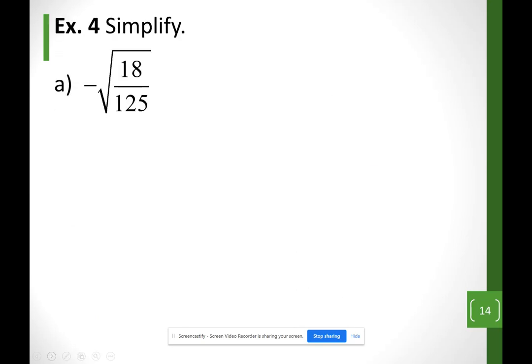Let me work this one out. Let me simplify things out first. The negative sign, remember, I'm going to break this as square root of 18 over square root of 125. I'm going to break it as a fraction of 2 radicals.